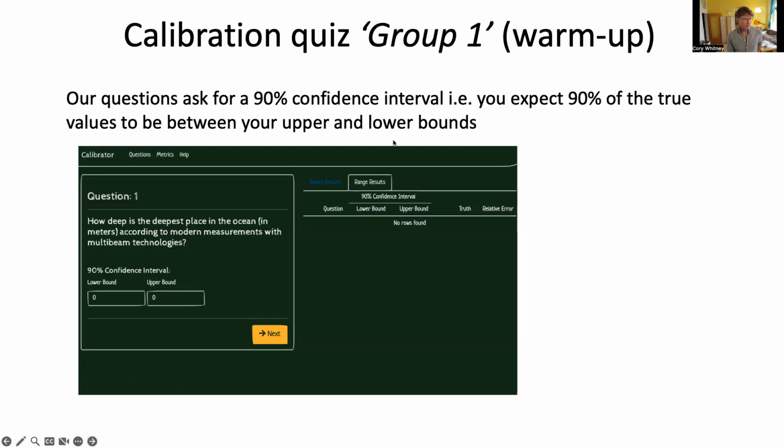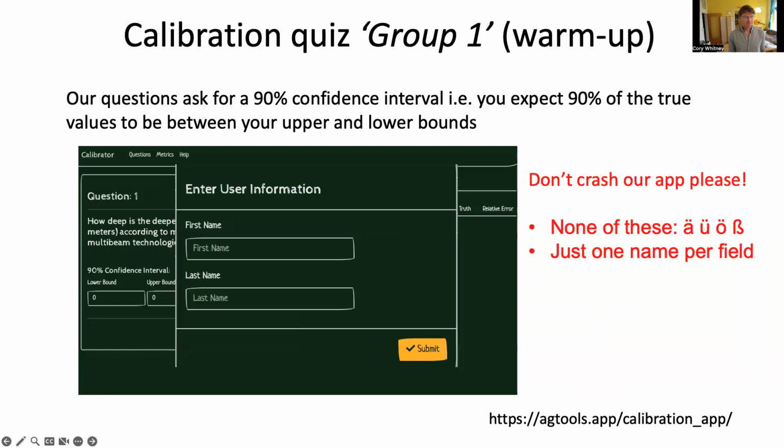And for each question, you'll see the results here: your lower bound and upper bound, the true value, and we'll talk about your relative error, that is to say how far off you were from the value that we measured. As you go through this app, you can look back at your questions. You can see your progress with metrics, and if you have any questions, we will have some information in the help section. The app, if you're not already there, I assume you are if you're watching this video, is at agtools.app, calibration/calibration app.